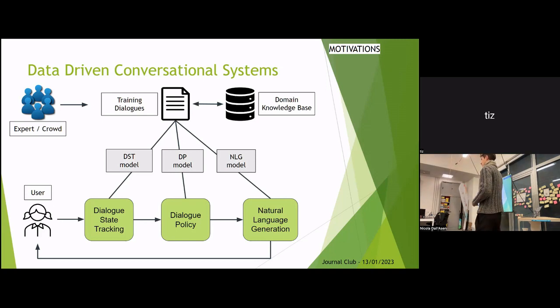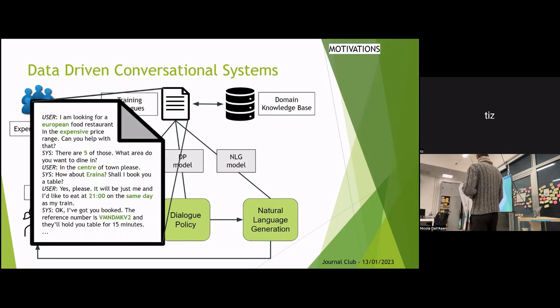The most popular is the one called the Wizard of Oz, where we have a person playing the role of a user and another person playing the role of a system. Anyway, these are manual ways of creating the dataset. You can understand that they are very costly. So this is an example of a conversational dataset. As I said, a simple interaction between user and system.